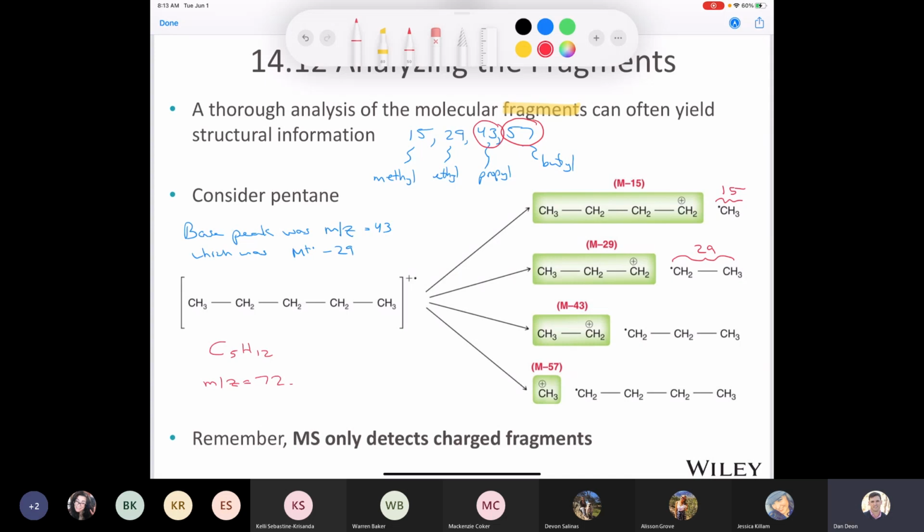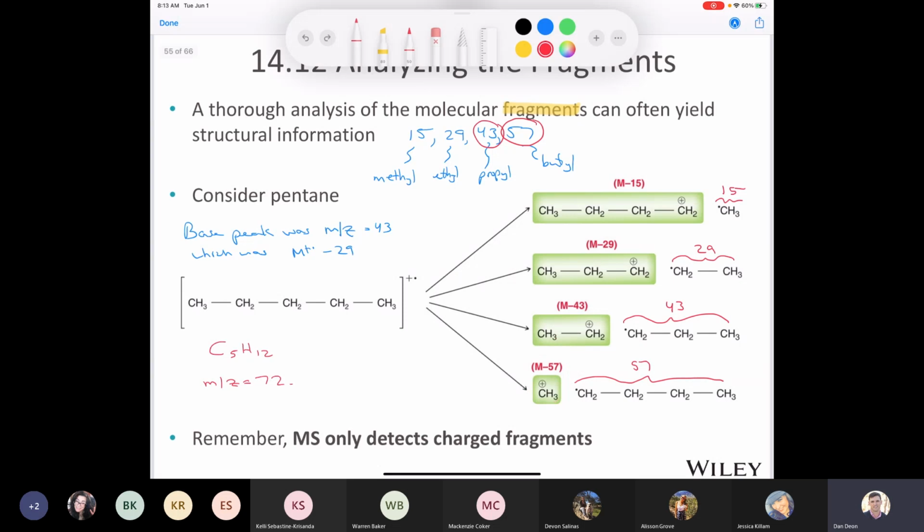All right. The next one, if we lose the propyl, sorry. So this here has a mass of 43. And so our ethyl cation is going to have a mass of 29. So we could see a mass fragment at 29. And then if we lose all of this, if we lose the butyl radical, that has a mass of 57. And if you take 72 and you subtract 57, what are you left over with? You're left over with 15.